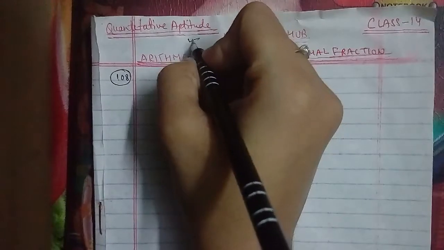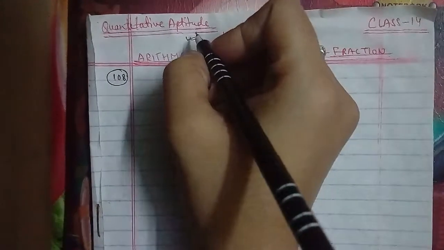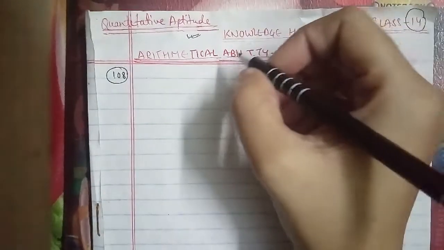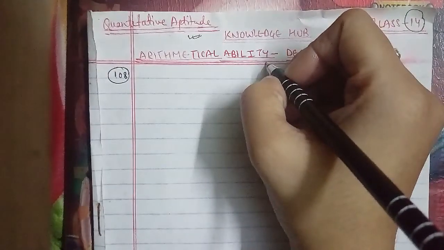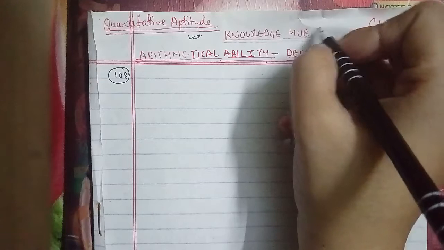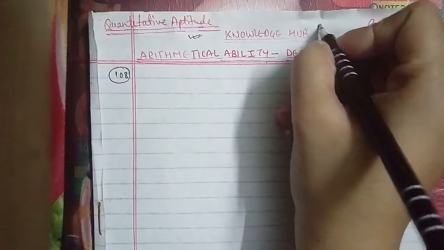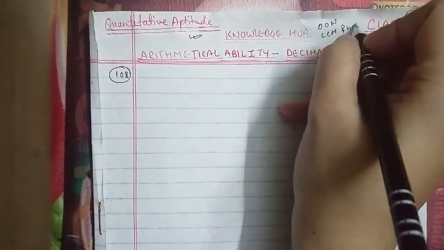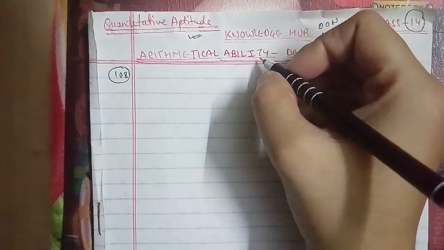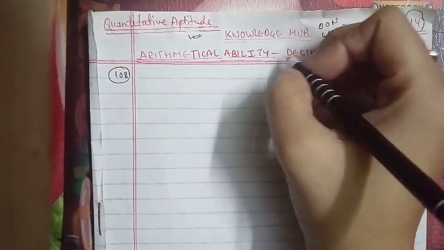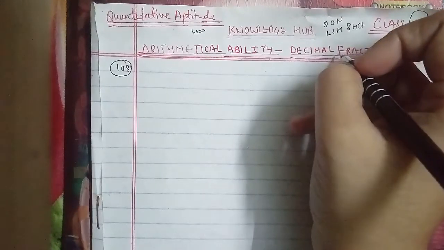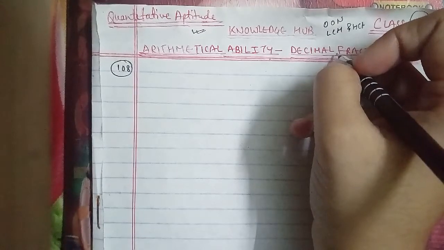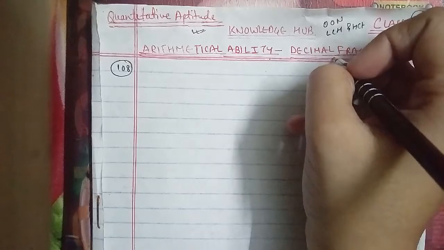Today we're going to start with your quantitative aptitude class 14. We had done class 13, in which we started the arithmetical ability, which is section 1 of quantitative aptitude, and covered two topics: operations on numbers, and LCM and HCF of numbers. Now we are going to start the third topic, decimal fraction. Hopefully, if it does not exceed 1 hour, we will finish it in this class only.